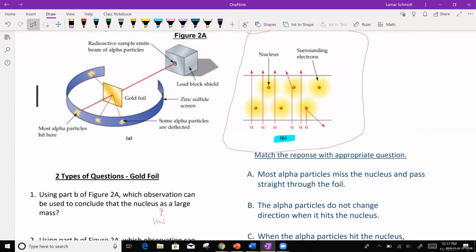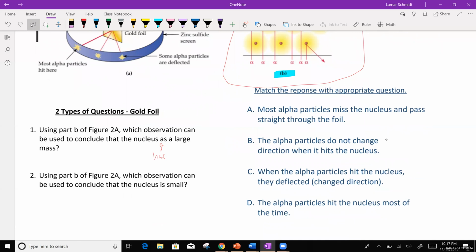What allows us to know that the nucleus has a large mass is that when the alpha particle hit the nucleus, right here, it changes direction. Another word for changing direction is deflect. So the alpha particle deflected. We have to find which choice shows that when the alpha particle hit the nucleus, it deflected or changed direction. That is going to be choice C.